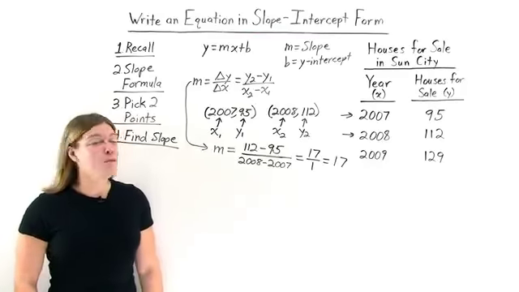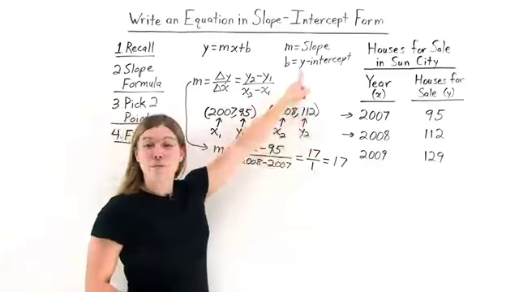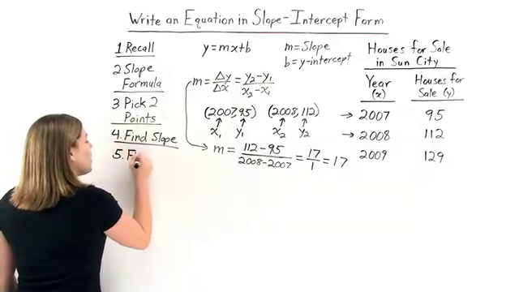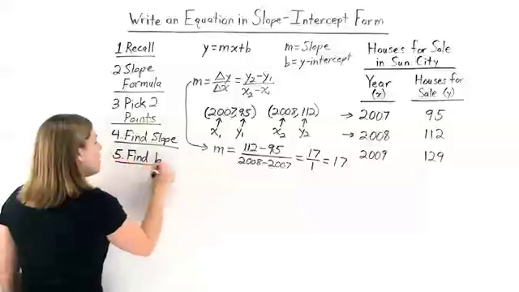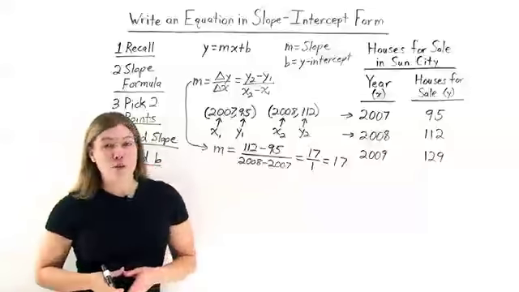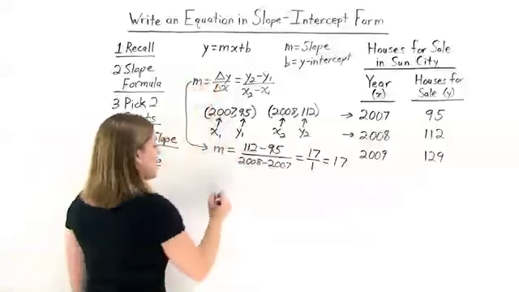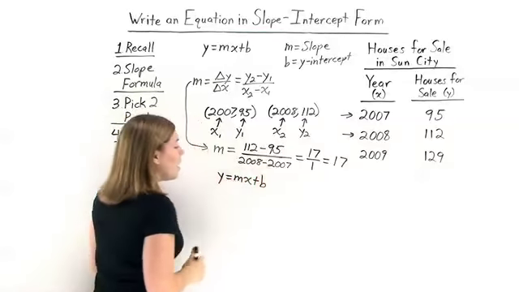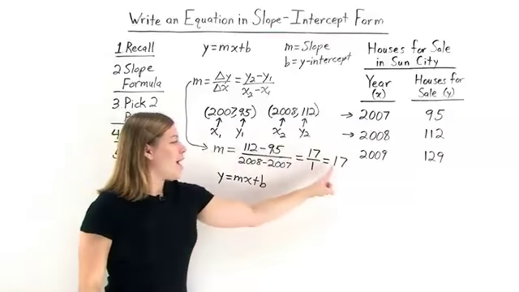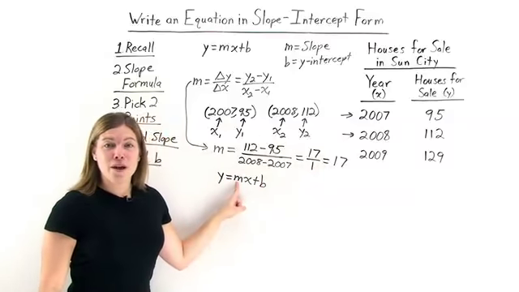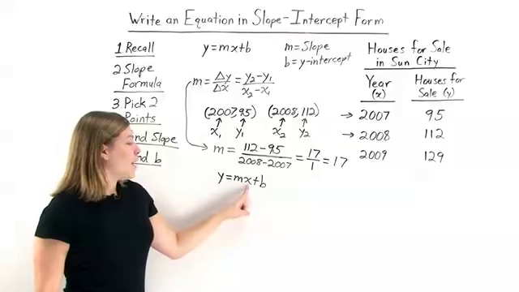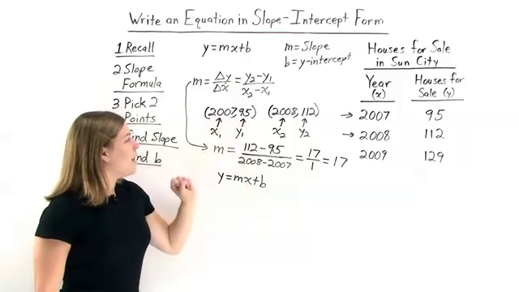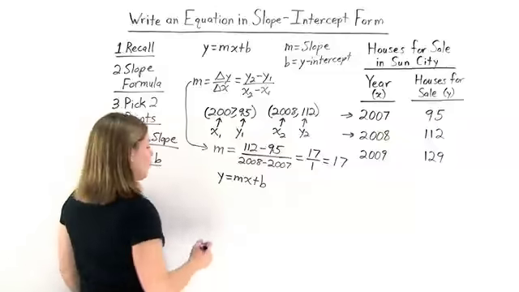Since we now have the slope of our line, we need to focus on finding b, that y-intercept. Now there are a number of ways that we could find the y-intercept. Here, since we're already working with slope-intercept form, let's use that equation. So we have y equals mx plus b. To find b, let's plug in m, the value we just got for the slope, and then one of our ordered pairs to represent the x and y values. Let's pick this ordered pair right here, 2007, 95.